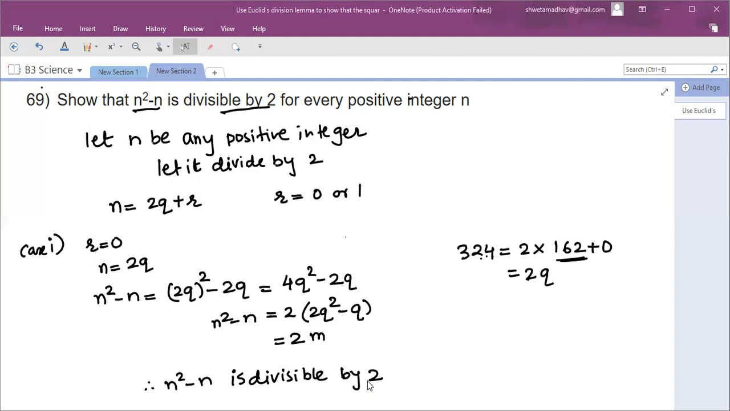Ma'am, the 70th question is similar, right? Yes, it is exactly the same as the 66th question. Both have the same meaning. Only the language has changed. One is shown in the form of 3m or 3m plus 1, and here it cannot be of the form 3m plus 2. Both are the same.